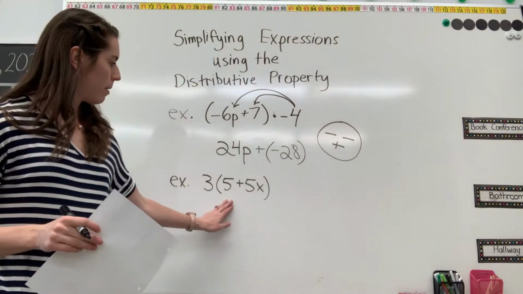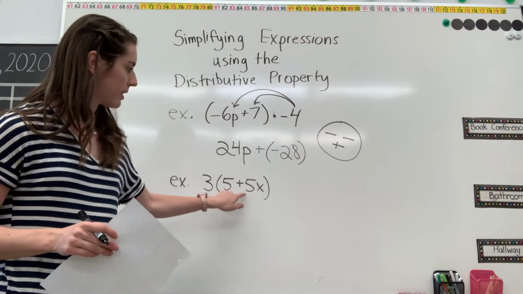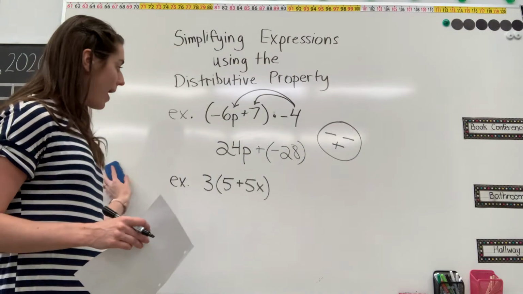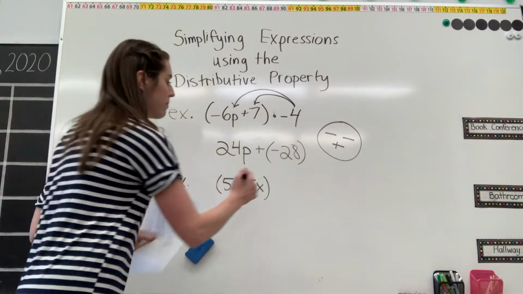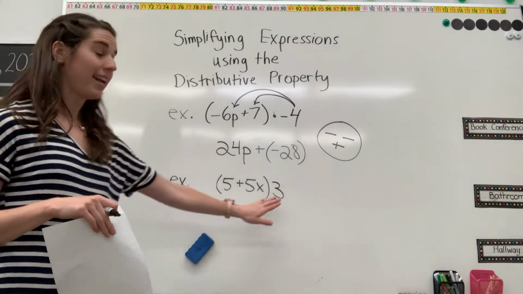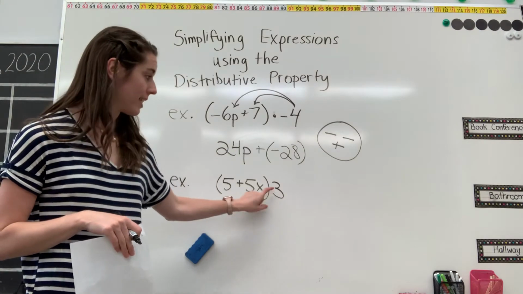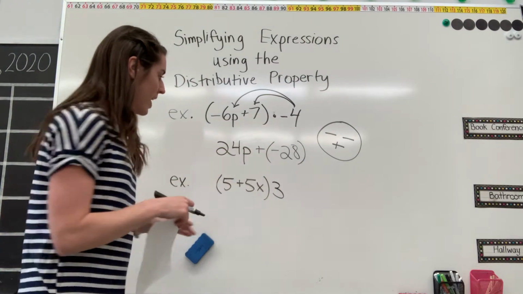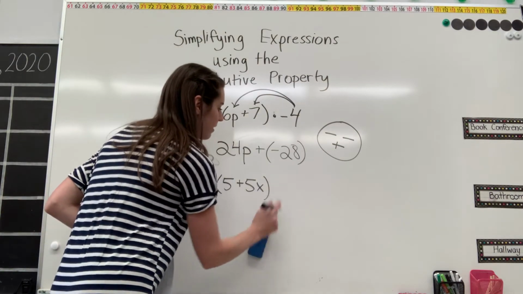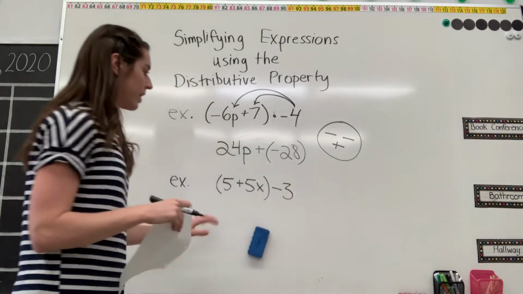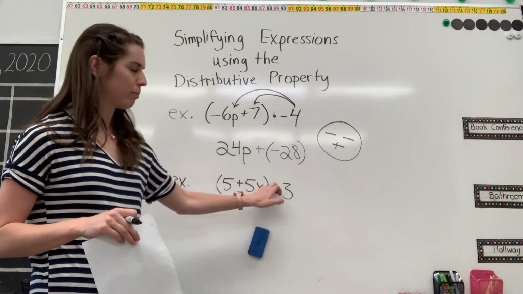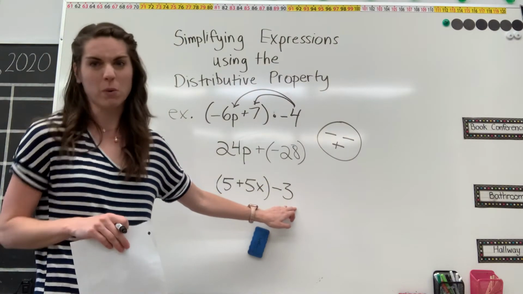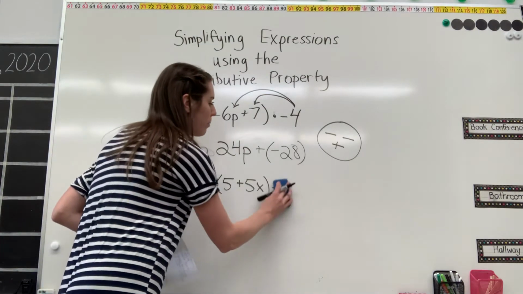Three being multiplied by 5 plus 5x. So in this case, the 3 is in front of the brackets, but it could be on this side. And it doesn't have to be in brackets because there's no negative sign in front of it, right? Like this one. If there was a negative sign, this would mean all of this subtract 3. We don't want to subtract 3 if it was negative, right?